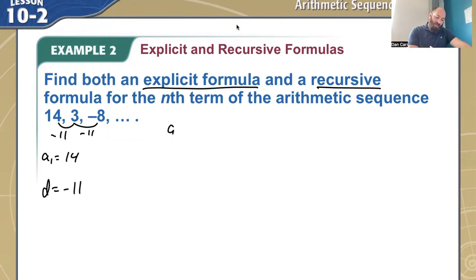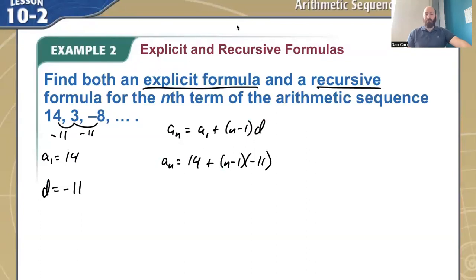So I can just plug everything I need into this formula. So a sub 1 plus n minus 1 times d. Any term in the sequence is equal to the first term, 14, plus n minus 1 times a negative 11. So that's my formula. Again, if I needed a specific spot, like the 10th or 20th or whatever term in the sequence, we can plug it in there.